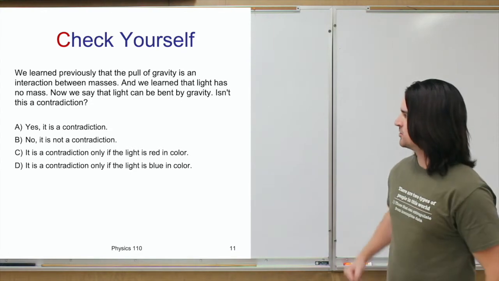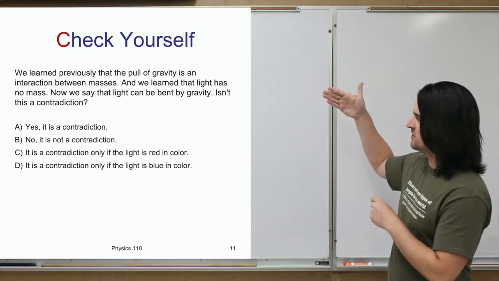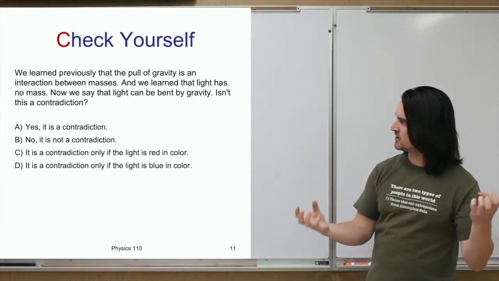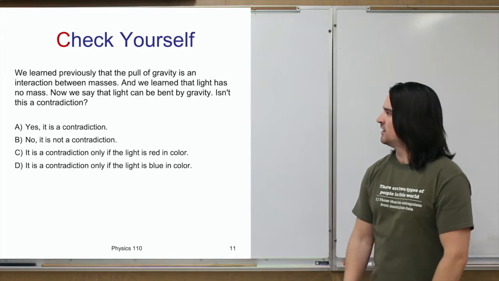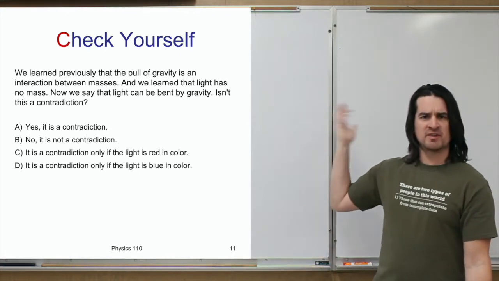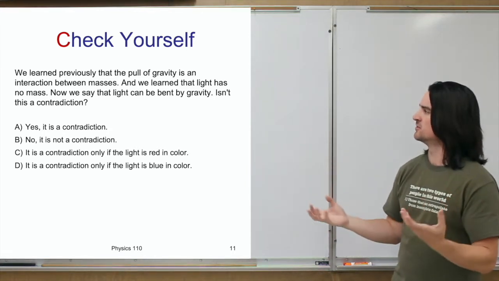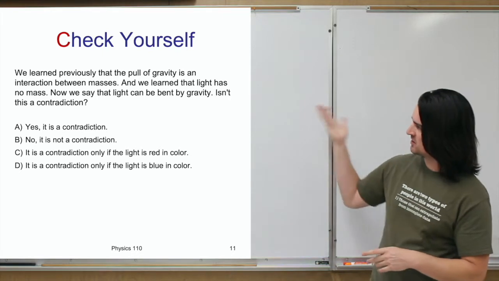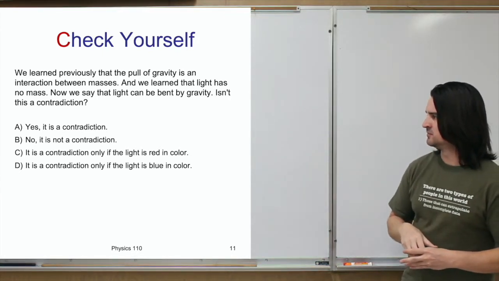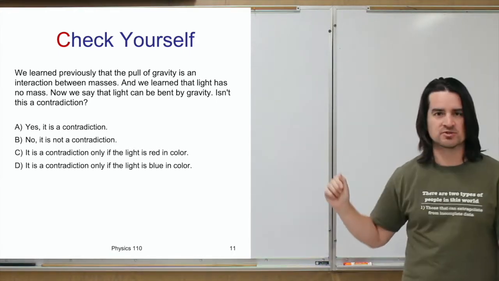All right, so let's have a quick question here. You learned previously that the pull of gravity is an interaction between masses. Masses attract each other. And we have learned that light has no mass. Maybe I didn't make as much of a point of that, but a photon has no mass. And now we say that light can be bent by gravity. Isn't this a contradiction? So go ahead and pause and try to come up with an answer, and we'll see what you got.